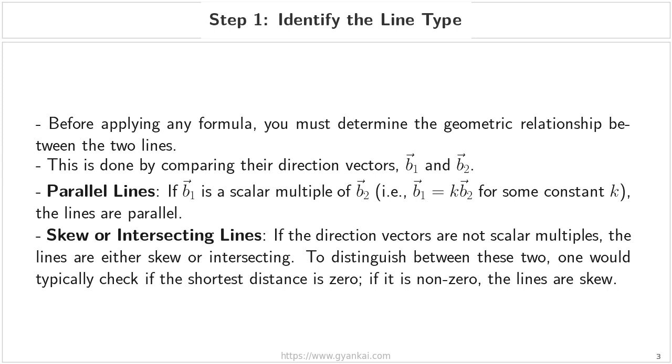Now, a quick tip for your future calculations. To distinguish between these two, you would typically check if the shortest distance ends up being 0. If your final calculation results in a non-zero distance, then you know for certain the lines are skew. This identification is crucial, because as we will see in the next few slides, the formula you choose in step 4 depends entirely on which of these relationships you've identified here.